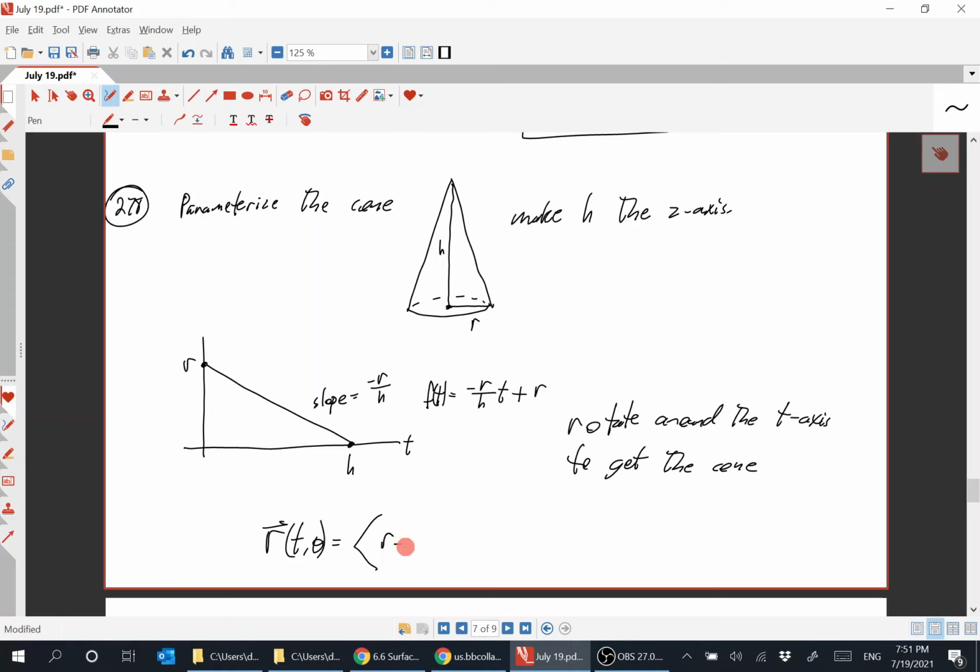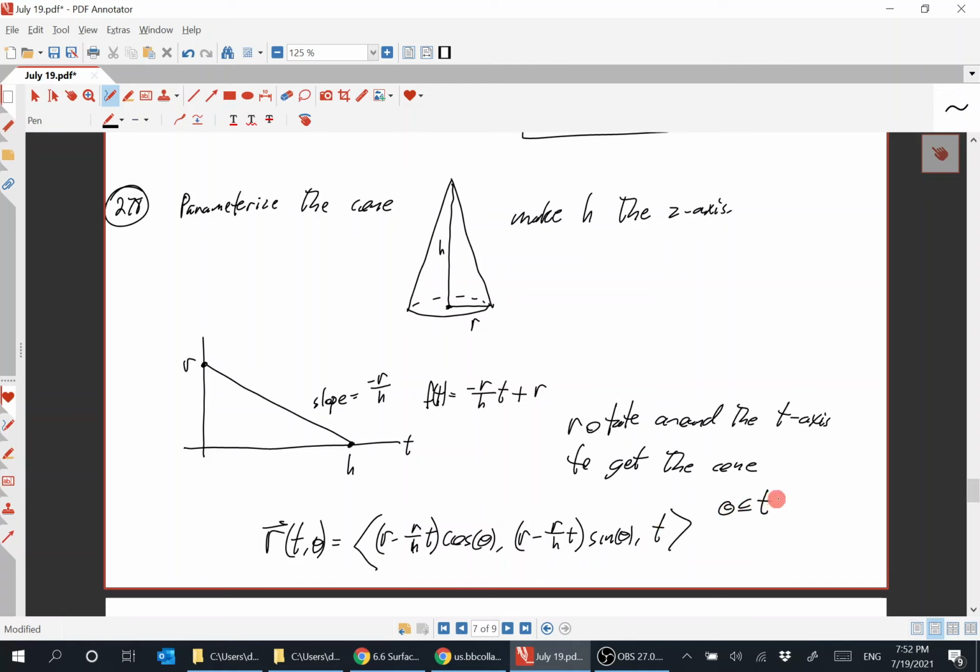r minus r over h t cosine theta, comma, r minus r over h t sine theta, and then t, with 0 less than or equal to t less than or equal to h, 0 less than or equal to theta less than or equal to 2 pi.